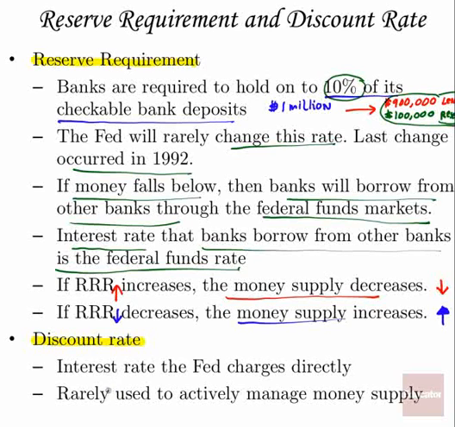And the discount rate, the Fed can change that. Discount rate is the interest rate that the Fed charges directly. So rather than borrowing from another bank, if you borrow directly from the Federal Reserve, they're going to charge the discount rate. But again, this is rarely actually used to actively manage the money supply. Usually it's the federal funds rate that the Fed is going to use to actively manage this money supply.